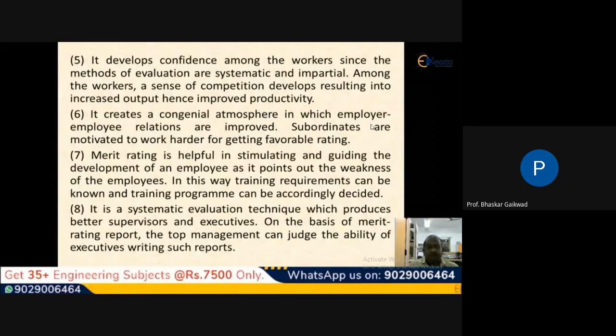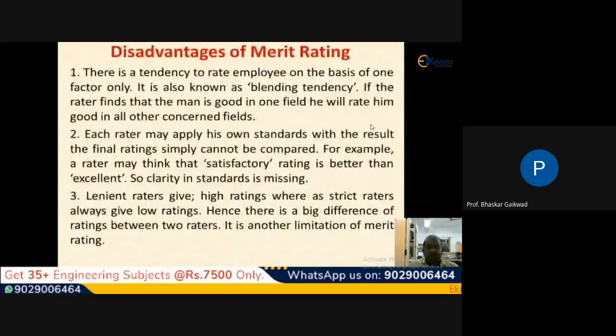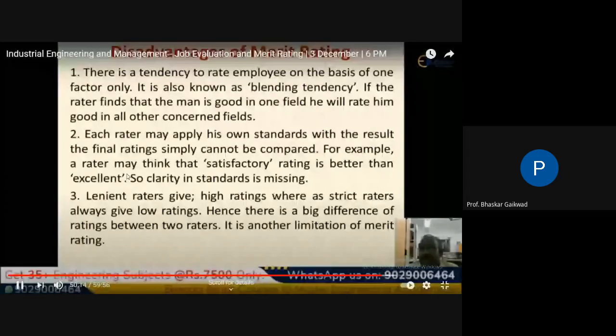Disadvantages: sometimes the rater may be one-sided. Based on one factor alone, he may simply decide about a person.